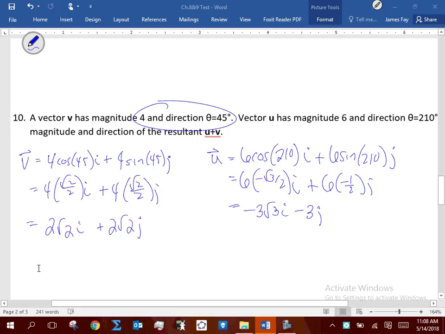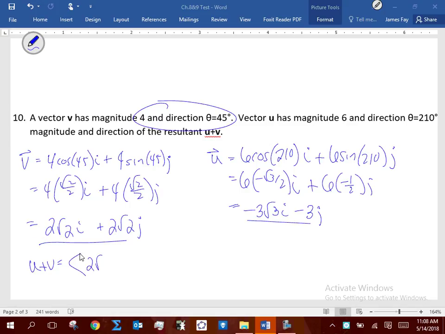So u plus v should be this in component form plus that in component form. So we add together the 2 radical 2 i and the negative 3 radical 3 i. So we can write it this way. I'm not going to put the i on there. 2 radical 2 minus 3 radical 3. And then the j's would be 2 radical 2 minus 3.